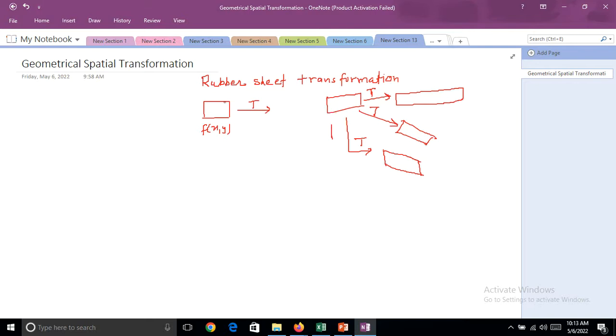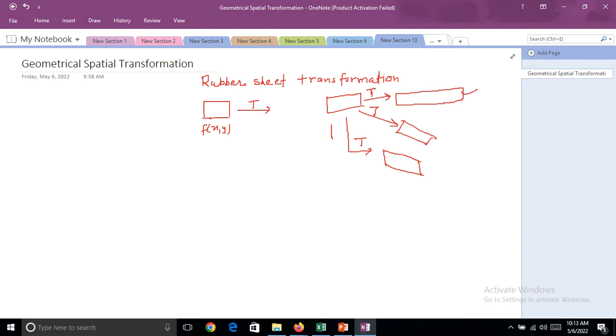Same way in an image, sometimes we want to scale it, which is also called resizing. Sometimes we want to simply translate it, just shift from one place to another place. Sometimes we want to rotate the image, or shear, a kind of scaling as well as rotation, also we want to apply.